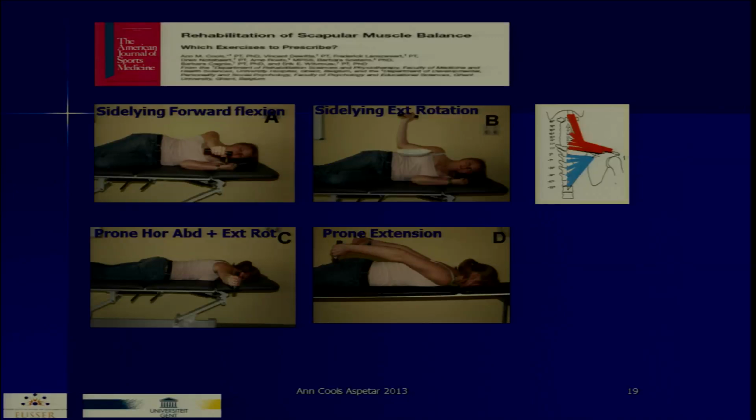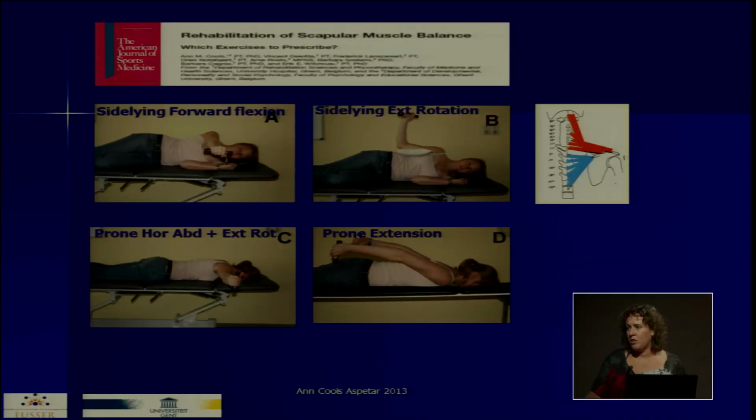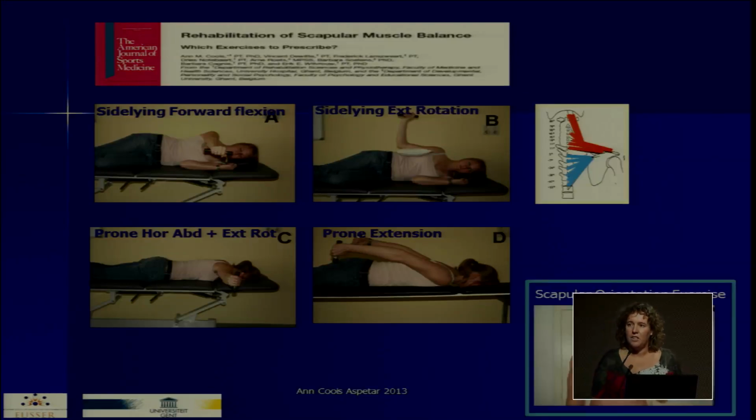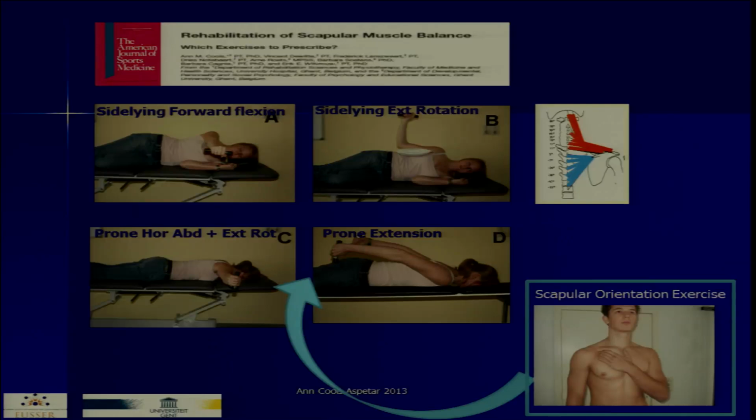Now, in the meantime, we published some exercises ourselves with the purpose to increase the strength in the lower and the middle trap with simultaneous inhibition in the upper trap. That was the main purpose. So in our follow-up study, our research question was, would it be of an additional value to add this scapular orientation exercise to our exercises?